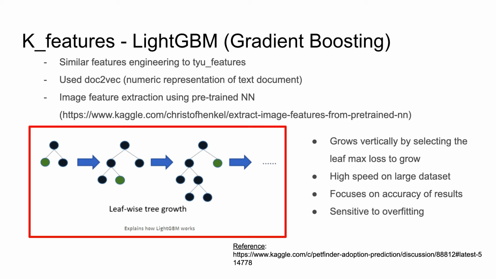So the way LGBM works is that it grows vertically by selecting the leaf with max loss and trying to improve on that. The benefit is that it highly focuses on accuracy and results, and at the same time, it's also very efficient on large data sets. However, it's not recommended on small data sets because the major problem with this is overfitting. Questions?